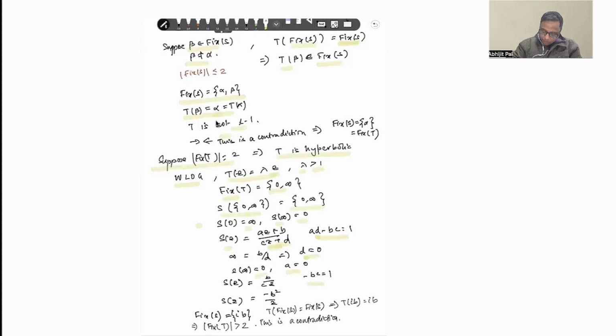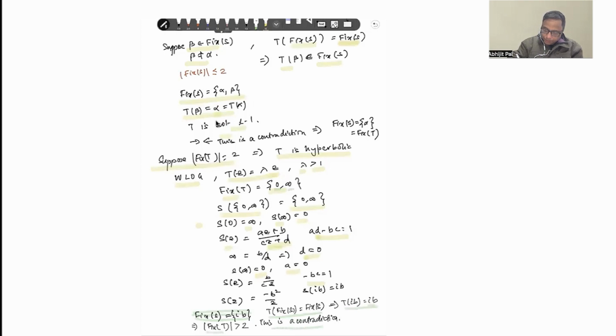Therefore, what we are getting here: if I just take S of i b, this will be equal to i b. So the fixed point of S is just the singleton set. And again, we have this observation from the previous lemma, T of the fixed point of S is equal to the fixed point of S. So this implies that T of i b is equal to i b. So this proves that the fixed points of T, which we have assumed to be 0 and infinity, now include another distinct complex number i b. So the cardinality of the fixed point set of T is greater than 2. So this cannot be possible. So this is a contradiction.